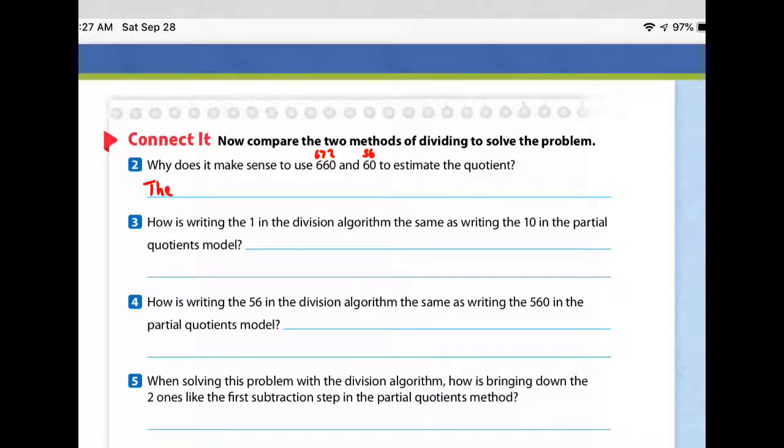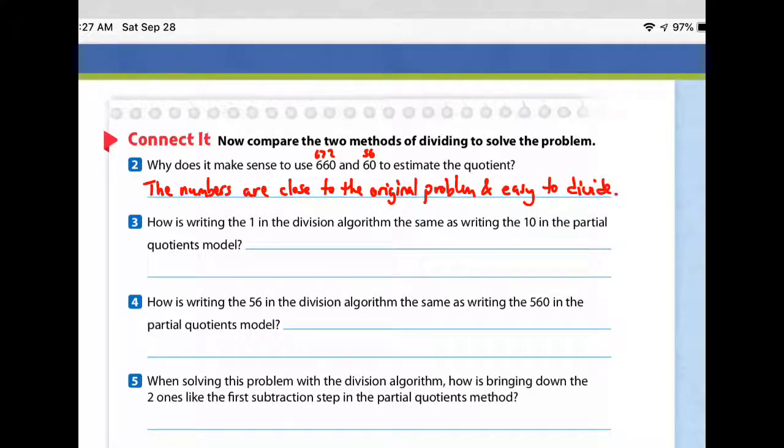The numbers are close to the original problem and easy to divide. If the numbers aren't easy to divide, it's not a good estimate, right? You're supposed to make it something that you can do in your head. All right, you don't need my exact words, but that's kind of why you change it to those numbers.